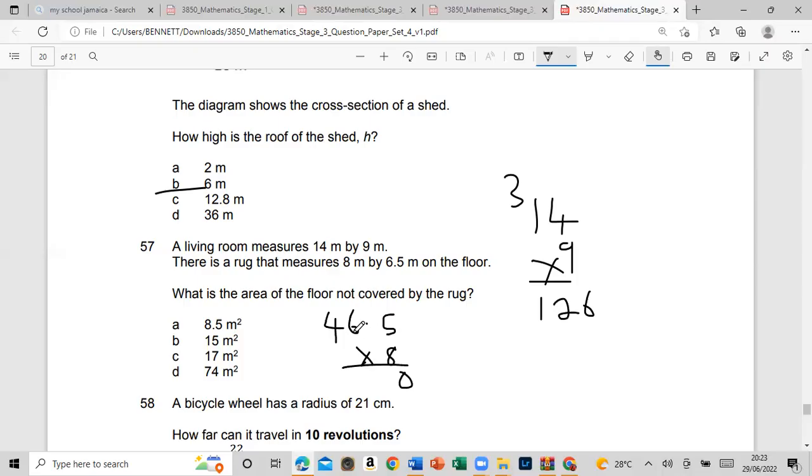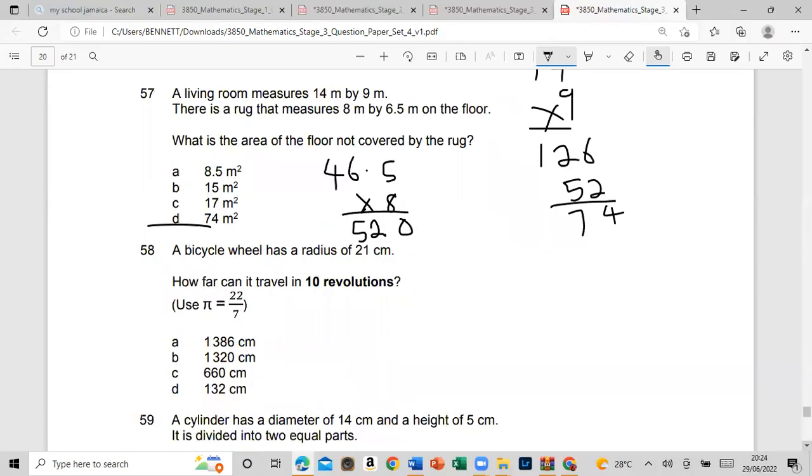8 times 6 is 48. And that's 48 plus 4, 52. All right, so 126 minus 52, I want to get 74. So 74 is not covered. All right, so we reach the end. Can't believe we reached the end.